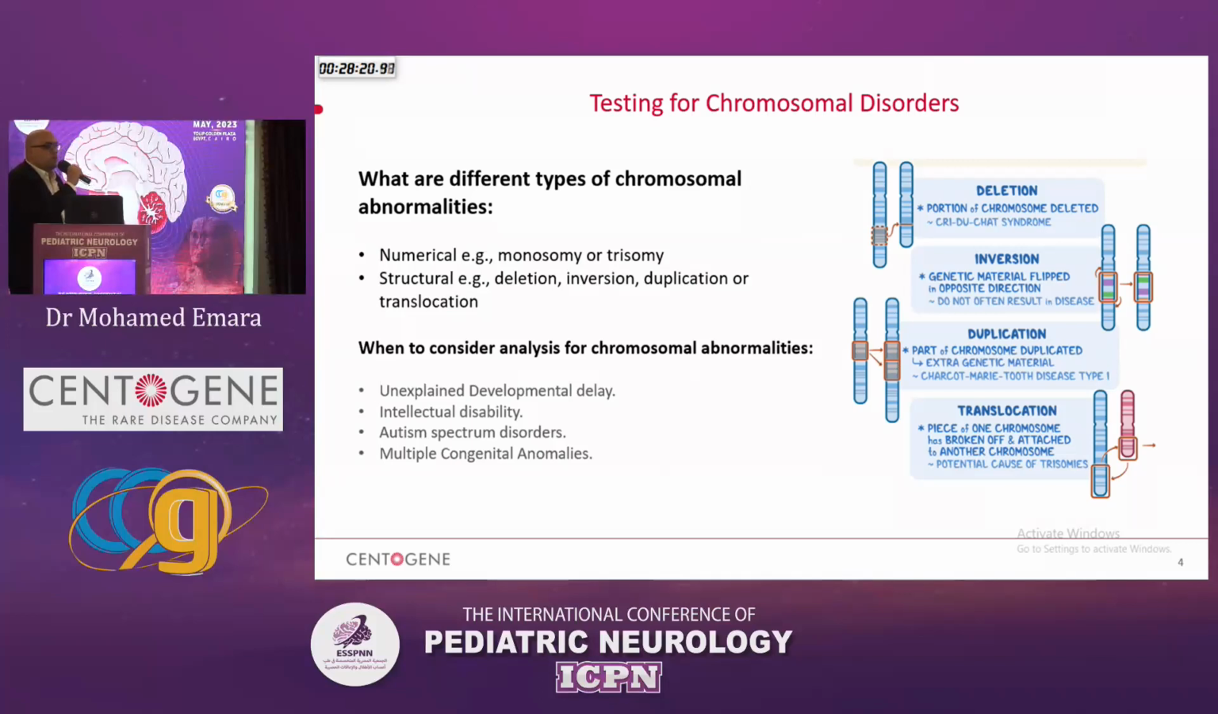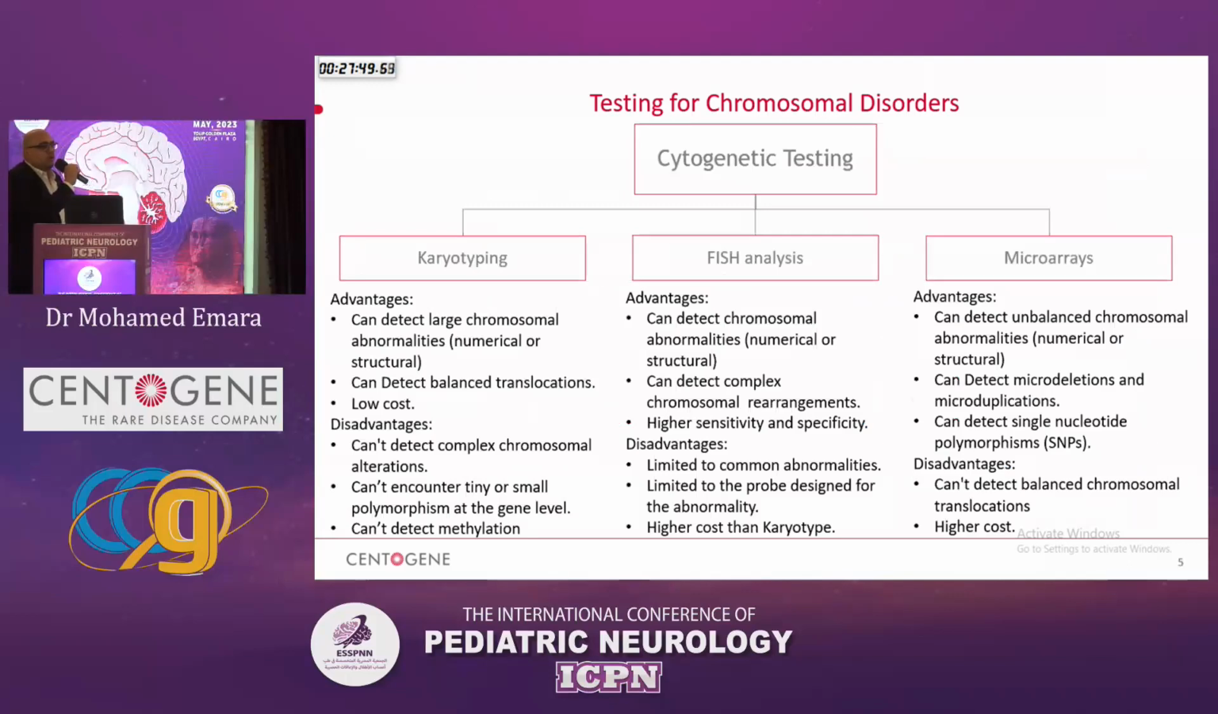Okay, when we consider the analysis for chromosomal abnormalities, if the patient is facing an unexplained developmental delay, or the patient has an intellectual disability, or there is a suspicion of autism spectrum disorder, or the patient has multiple congenital anomalies, then in these conditions we can suspect a clinical disorder related to chromosomal abnormality, and the physician could search for a technique that covers this chromosomal abnormality. For the techniques, we have almost three types to detect chromosomal abnormalities. The first is karyotyping, then FISH analysis, then microarray.